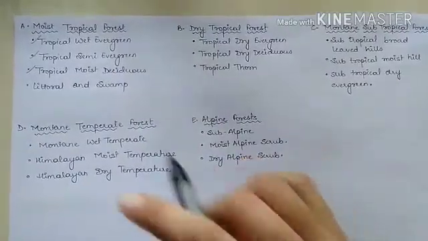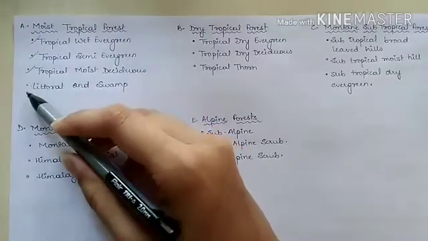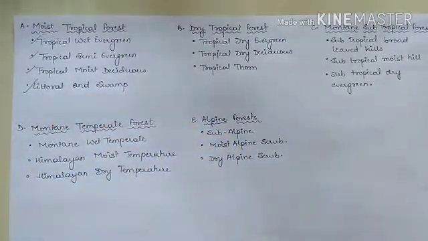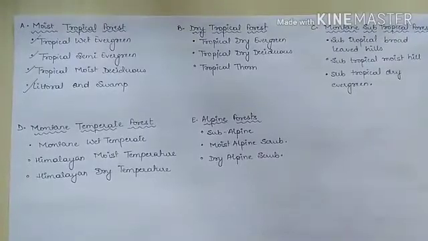Now, lastly, in this moist tropical forest, we have littoral and swamps. These forests occur in and around the delta, estuarine or creek-prone areas. They also occur in tidal influenced areas, which is why they are also known as tidal forest or deltaic forest. These littoral forests occur at several places along the coast.